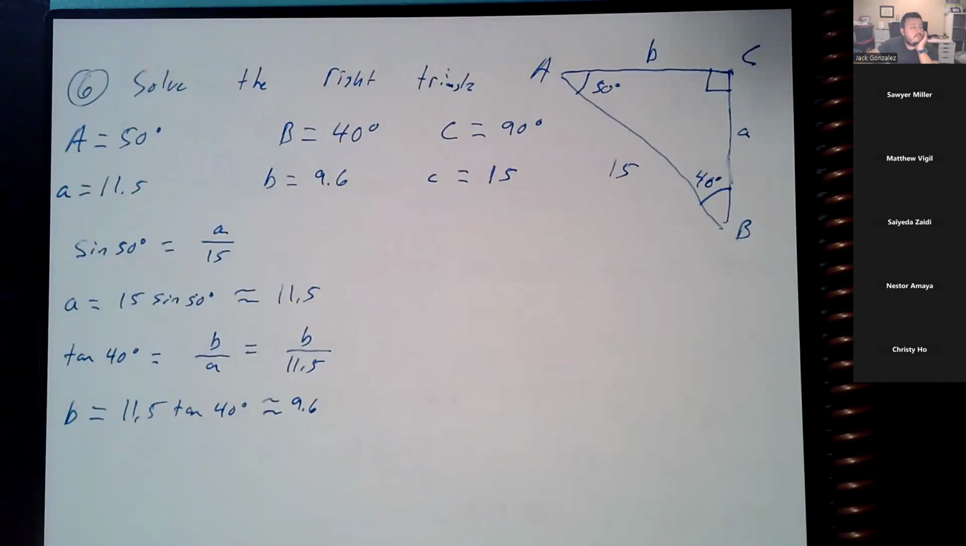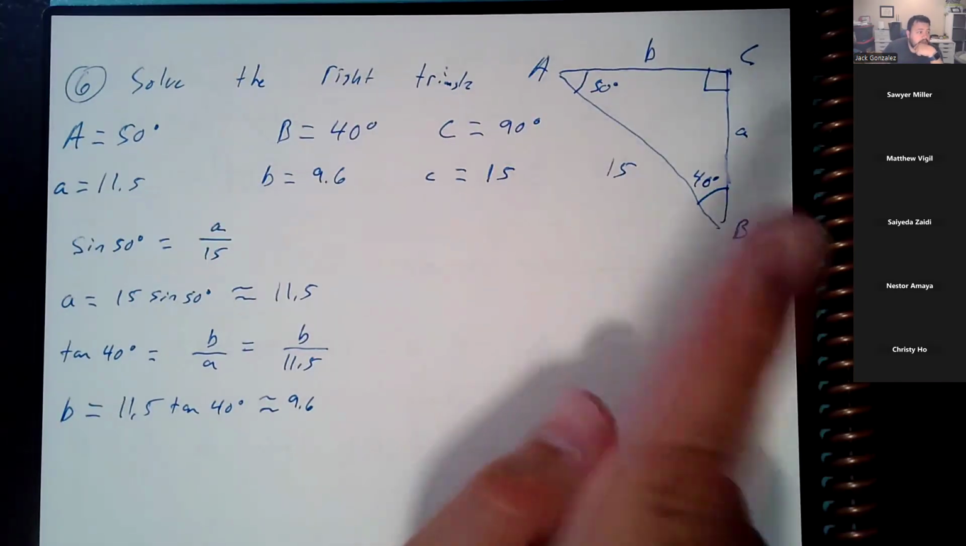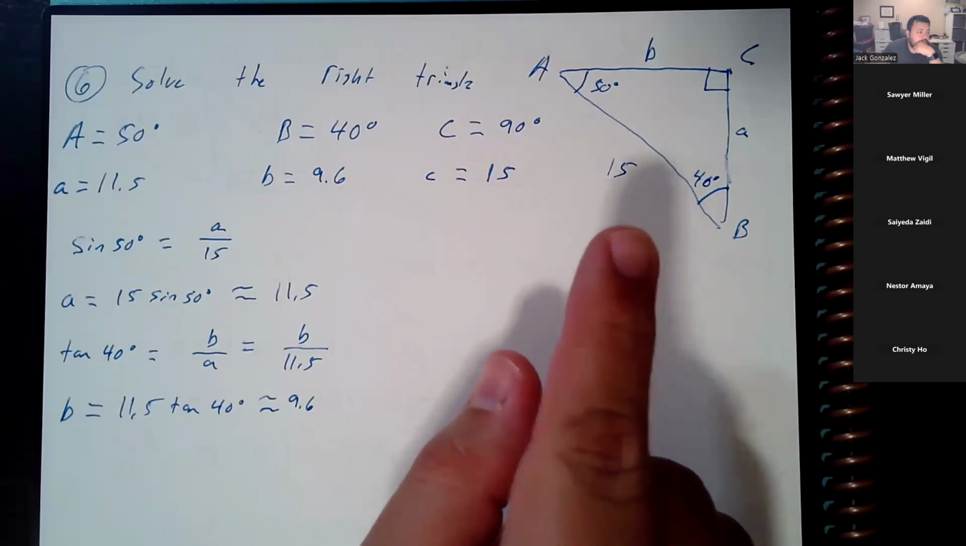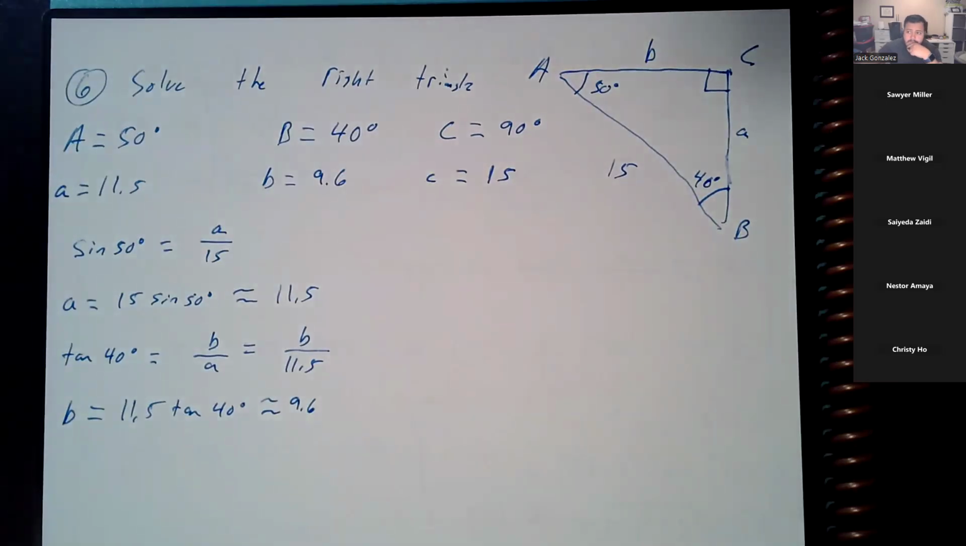Now let's move on to the next section, because I feel like the main idea is, do you remember SOHCAHTOA: sine is opposite over hypotenuse, cosine is adjacent over hypotenuse, etc.? And then can you solve a right triangle for all the sides and angles given some sides and some angles? If that feels doable, let's move on.